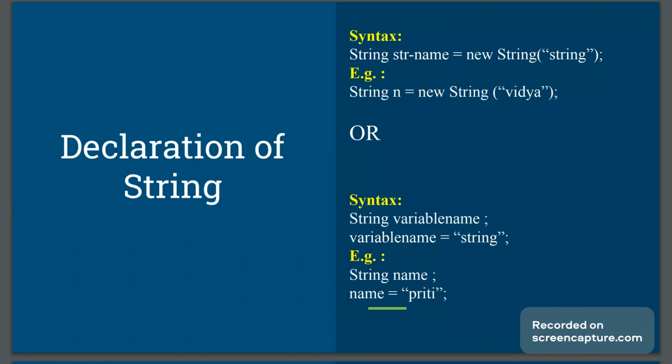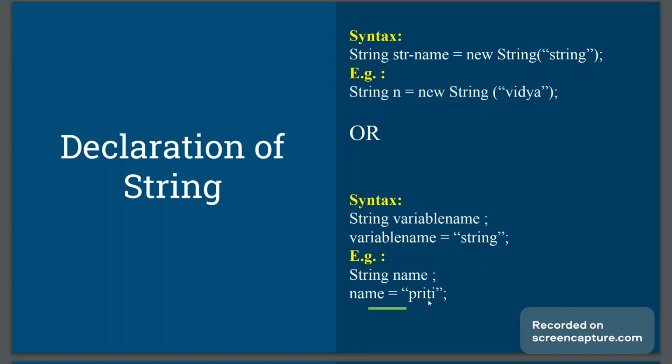So first we need to understand how to declare a string in Java. There are two ways of declaration. Either you can have a simple variable of string data type, like here: String variable name, and then variable name is equal to, and in that you can assign a value. For example, I have declared a String name variable where I have used Preeti as a value. So you can simply have a variable of string data type.